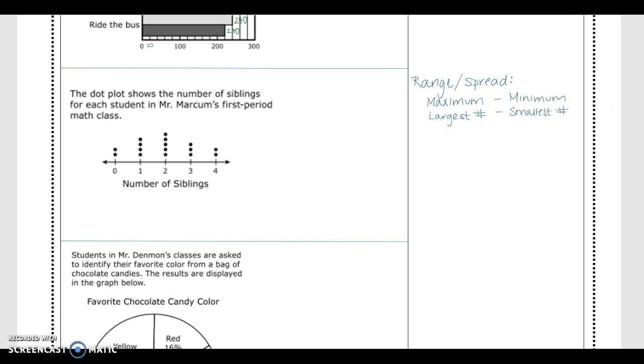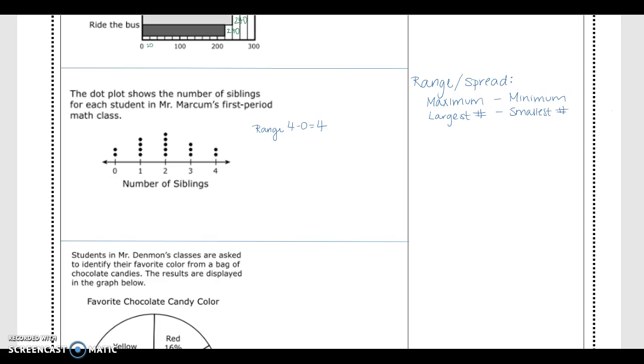Right, so for example, the range here is based on the smallest data point, okay? So the largest number is 4, the smallest is 0. But if 0 was still here and these two dots weren't here, it would be 4 minus 1. Okay, just because 0 is on the number line, we're talking about the smallest data point. So range here would be 4 minus 0 is 4.